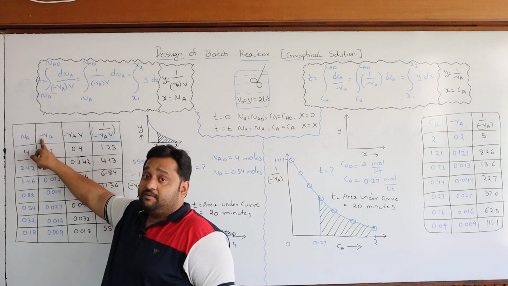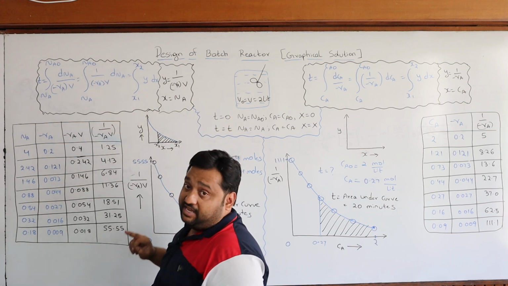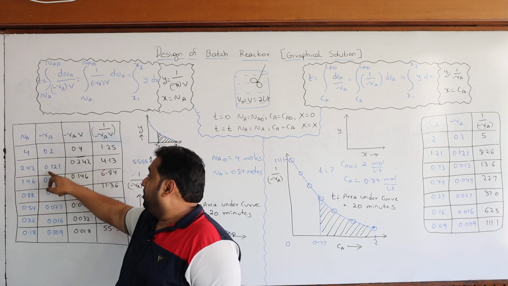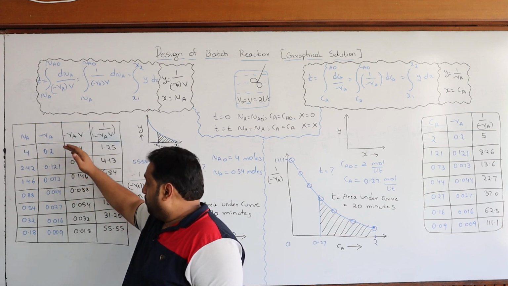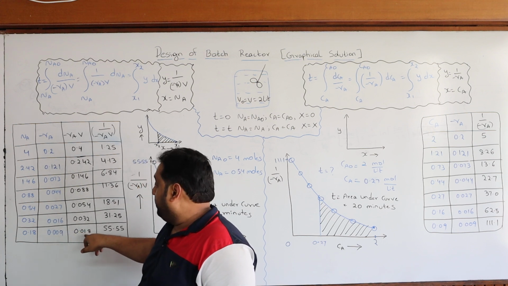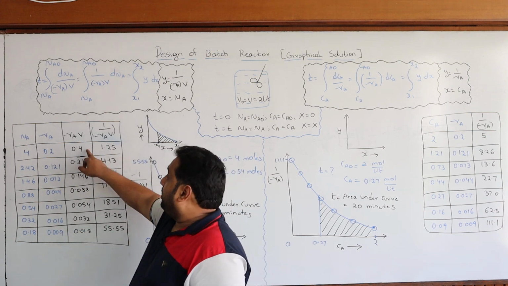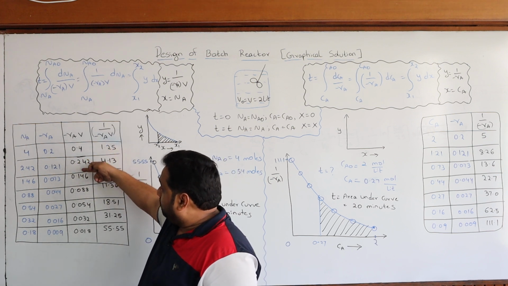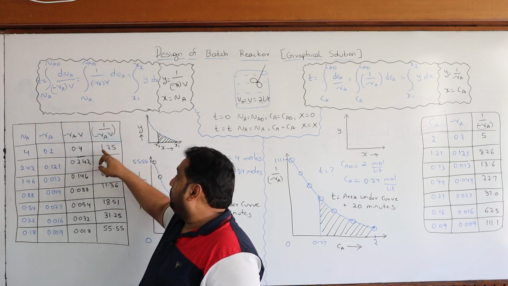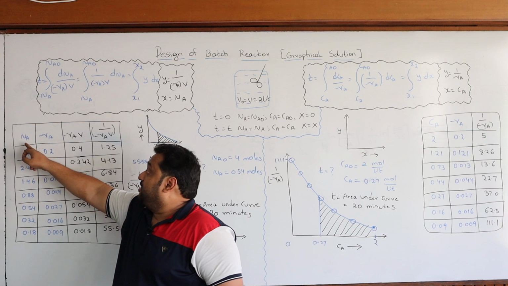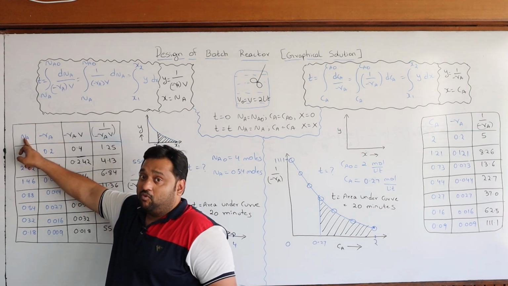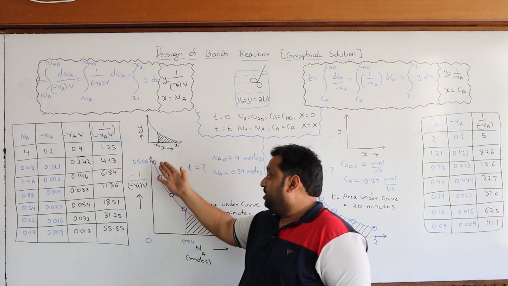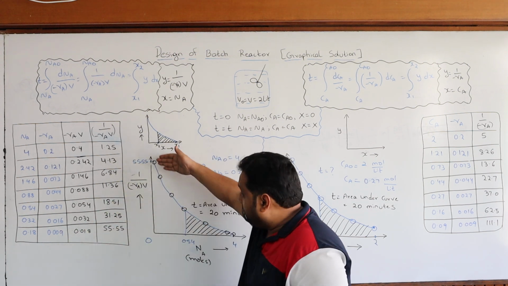I know minus Ra, and I know the reactor is 2 liters, so minus Ra into V: 0.2 into 2 is equal to 0.4, 0.121 into 2 is equal to 0.242, and like that, 0.009 into 2 is equal to 0.018. Now 1 by minus Ra into V is 1 by 0.4, 1 by 0.242, like that. On the x axis you need moles, and on the y axis you need 1 by minus Ra into V. So I got the data, and I have plotted.